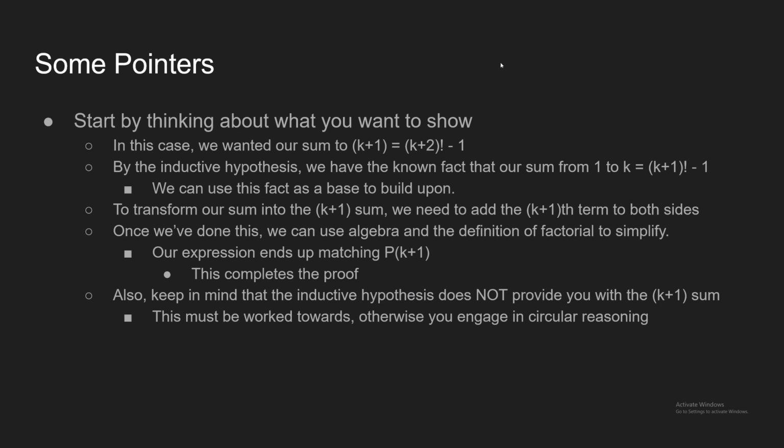Just a few quick pointers. We want to start by thinking about what we want to show. So in this case, we wanted our sum to k+1 to equal (k+2)! minus 1. By the inductive hypothesis, we had our known fact for the sum from 1 to k, and we can use that fact to build upon. To transform our sum into the k+1 sum, we need to add the (k+1)th term to both sides. And once we've done this, we can use algebra and the definition of factorial to simplify, and our expression ends up matching P(k+1), which completes the proof.